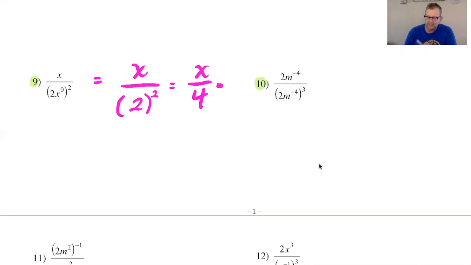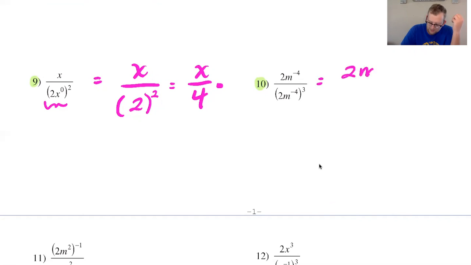Now, a mistake that I could anticipate students making is thinking that this whole term, the 2x to the 0, is actually 2x all raised to the 0th power, which is not true. The 0 here in the exponent only is attached to the x. It is not attached to 2x.